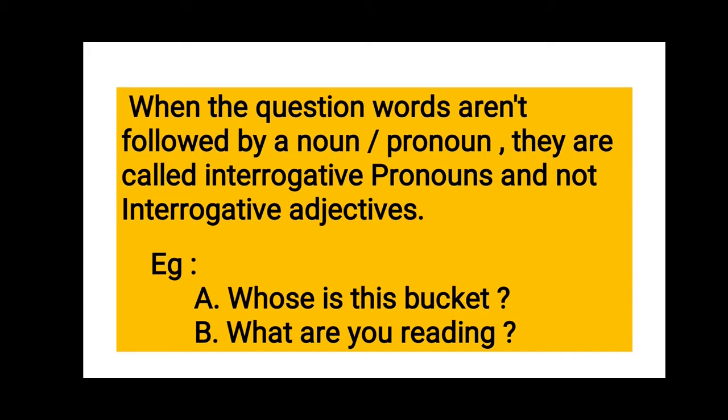Say for example, A, whose is this bucket? And number B, what are you reading? In both examples, the question words, whose and in the second example what, are not followed by any noun or pronoun. That's why they are not interrogative adjectives, but instead they are only interrogative pronouns. So student, I hope that you have well understood interrogative and demonstrative adjectives. And student, with it we have finished our class on adjectives.